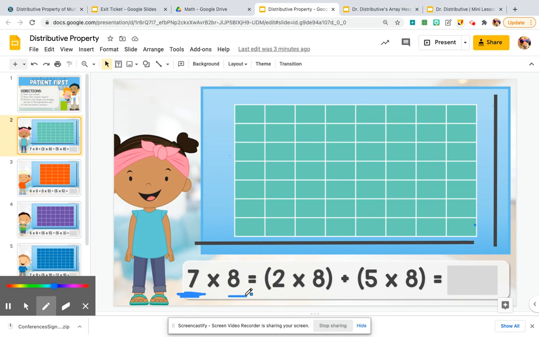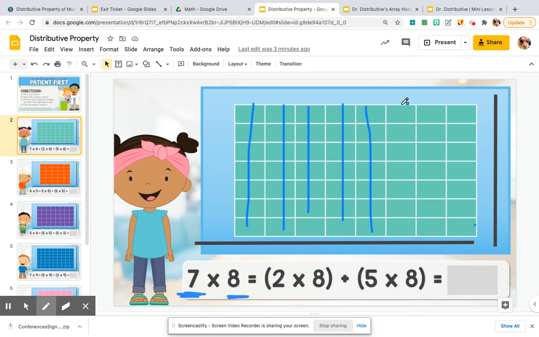So notice this 8 here. This 8 is the second factor of our multiplication equation, and it shows us the columns. Notice how there's 8 columns here. 1, 2, 3, 4, 5, 6, 7, 8. Columns are vertical, up and down. Notice that.